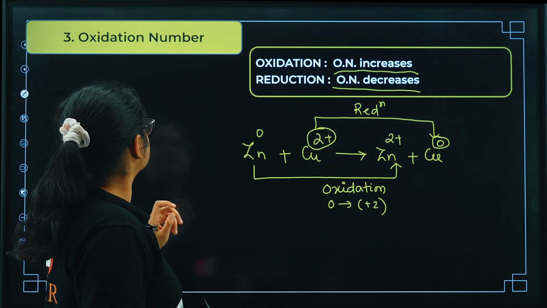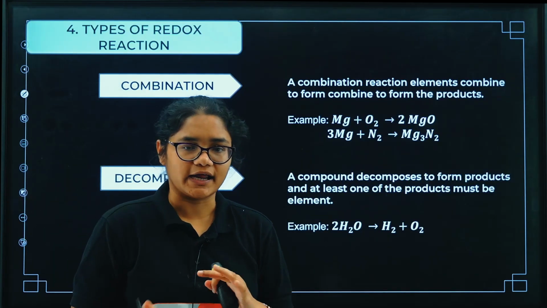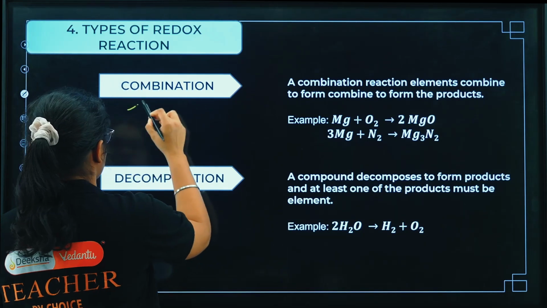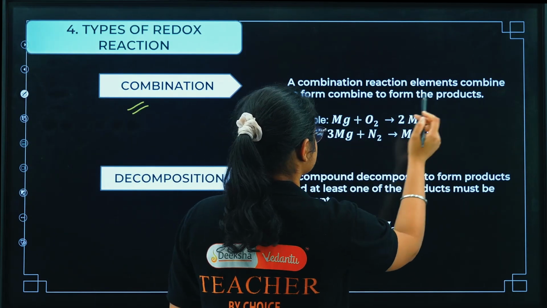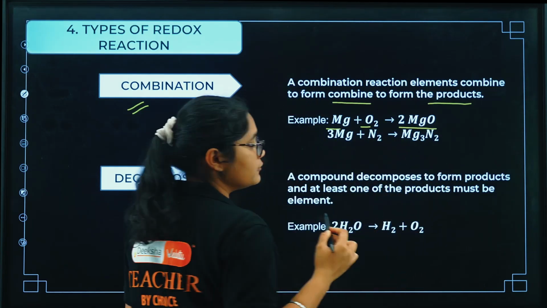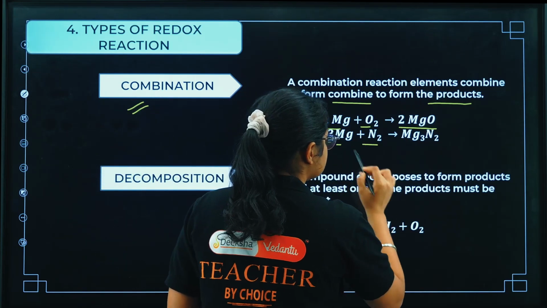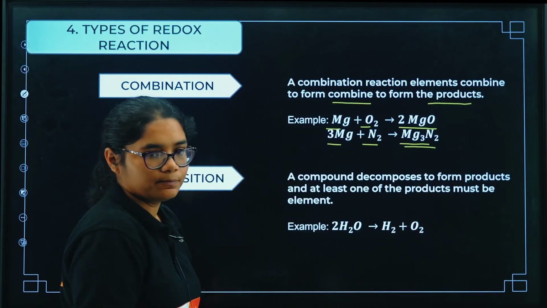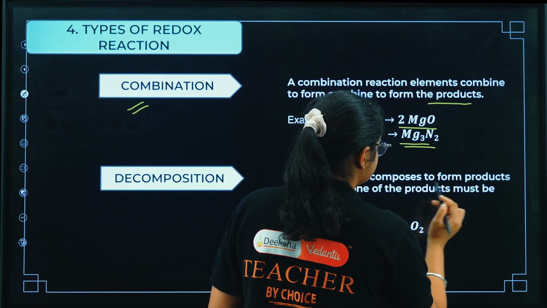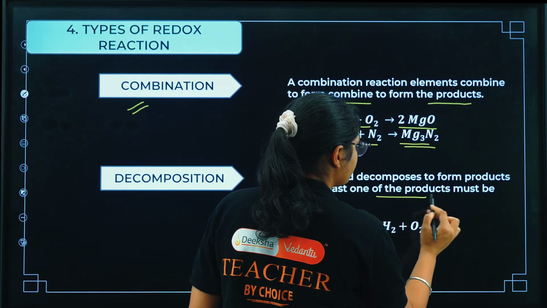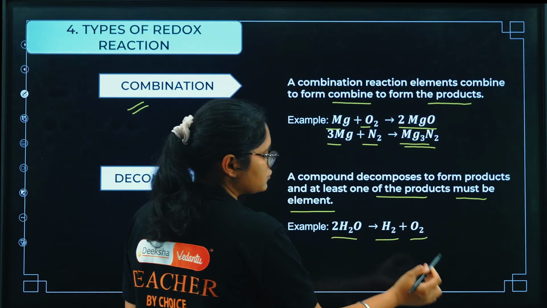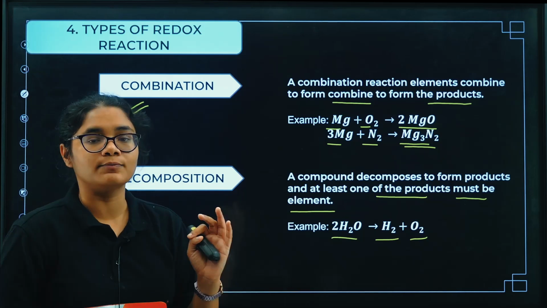Okay. Next, coming to types of redox reaction. It is very similar to your types of chemical reactions. The first one you must remember is combination. A combination reaction is where elements combine to form the products. You can see Mg and O2 combining to give you MgO. Mg plus N2 is combining to give you Mg3N2. So this is combination. Next, decomposition reaction. A compound decomposes to form products and at least one of the products must be an element. If you see, water decomposes to give you H2 and O2. This is an example of a decomposition reaction.